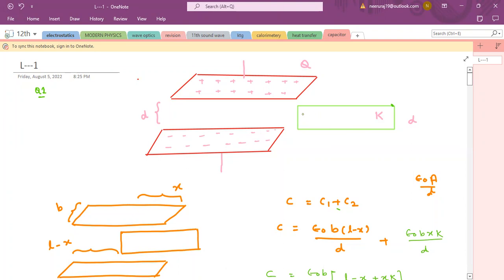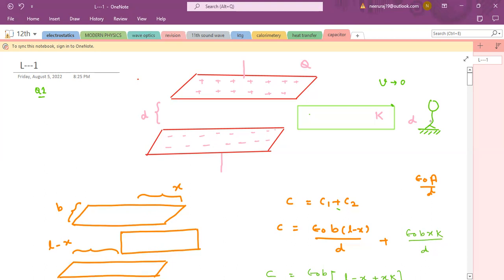Now we want to insert this dielectric slab inside the capacitor, and this dielectric slab is being inserted inside the capacitor very slowly. That means almost it is going with zero velocity. So what they have asked us: find out the force on this slab applied by an external agent to do so. How much external force is he going to apply on this slab?